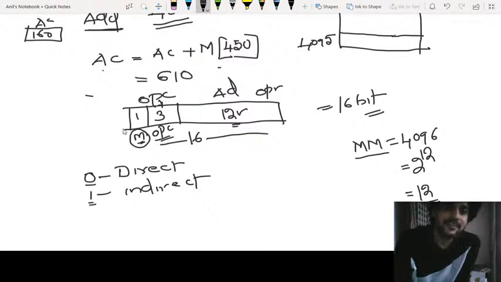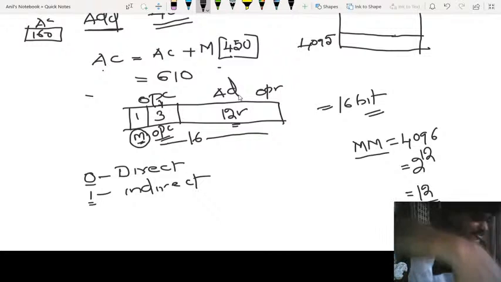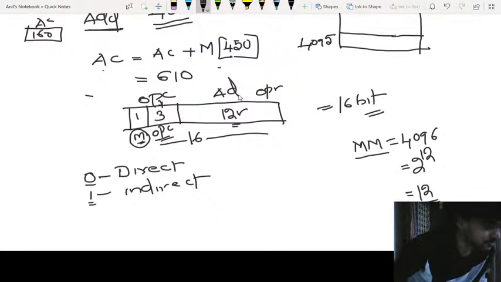If the mode digit is equal to 0, the address of the operand is going to give you a direct address. If the mode digit is equal to 1, the address of the operand is going to give you an indirect address. Don't ask me what is an indirect address. Indirect address is a pointer. Pointer means this field is going to specify an address in which there is another address. Did I make myself clear?